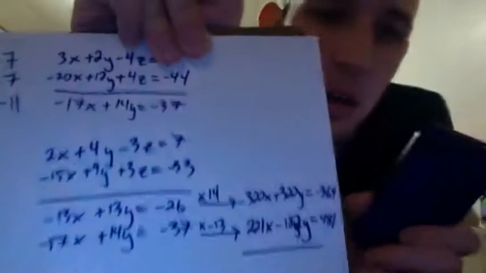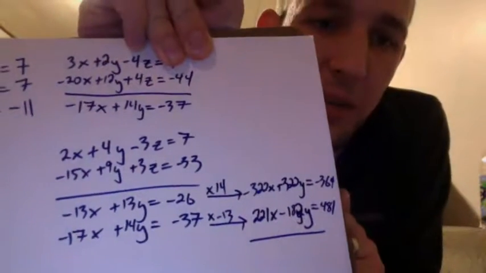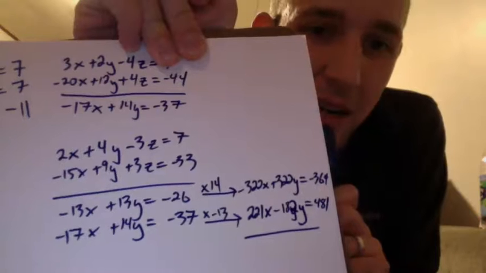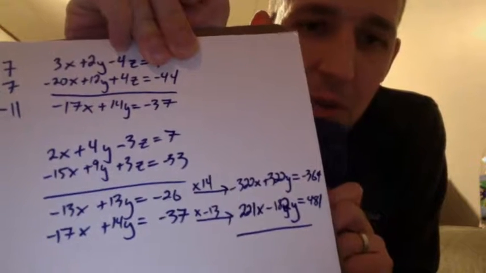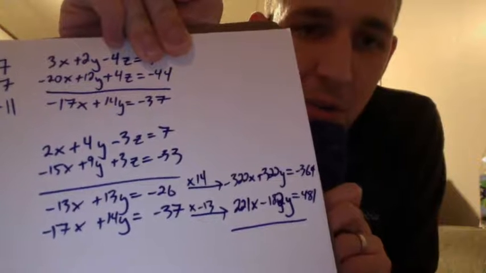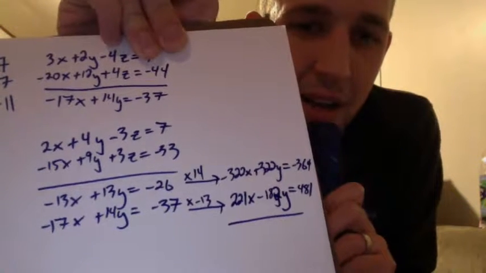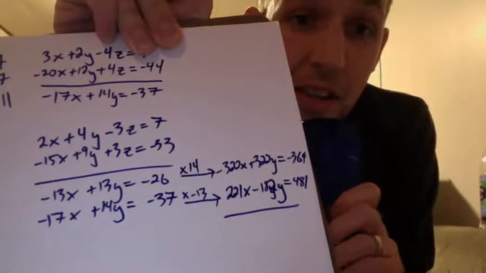Just finishing up here, 37 times 13 is 481. Holy cow. Okay. So I end up with negative 322x plus 322y equals negative 364. And then I end up with 221x minus 182y equals 481. Hopefully I didn't screw any of the math up here. I have a terrible thought that I did, but we shall find out.